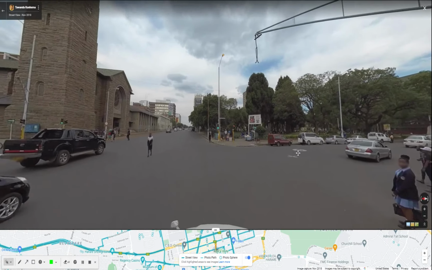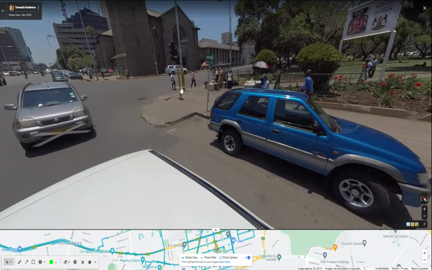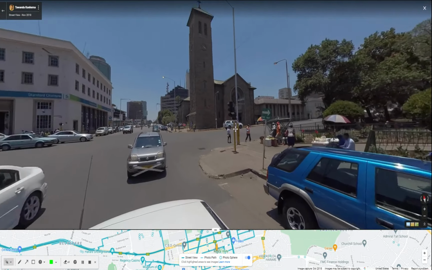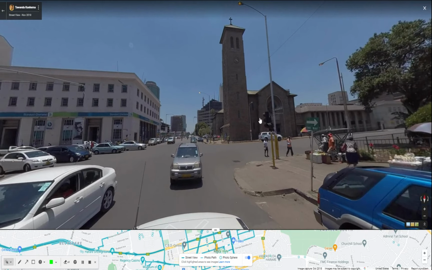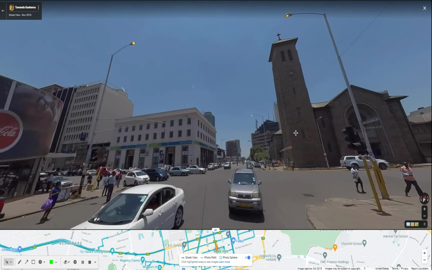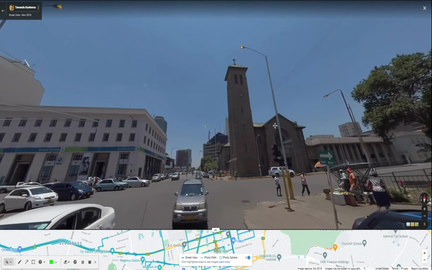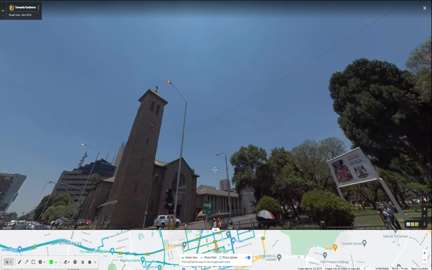Now, this is the most exciting part of this video. So, I'm basically going to be doing a street view tour with you. So it will basically be showing you the real life experience of being in the capital city of Zimbabwe, which is called Harare. So, I'm going to begin at this point, where there is this cathedral. It's in the middle of the city and it's very, very old again.